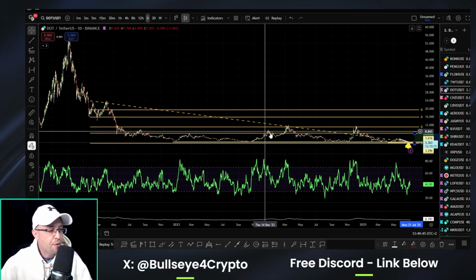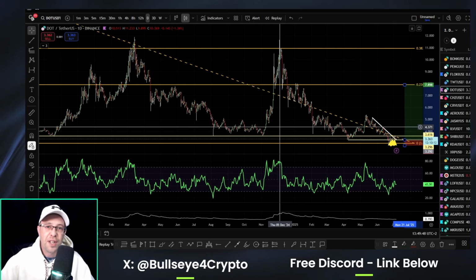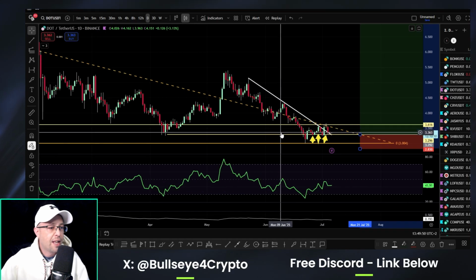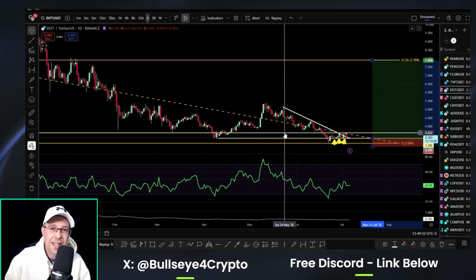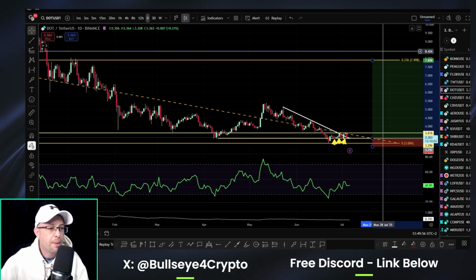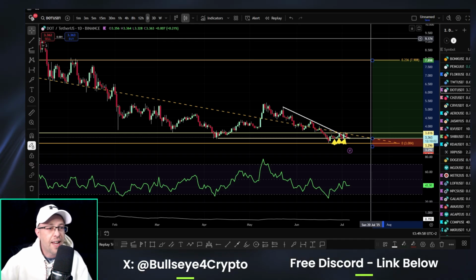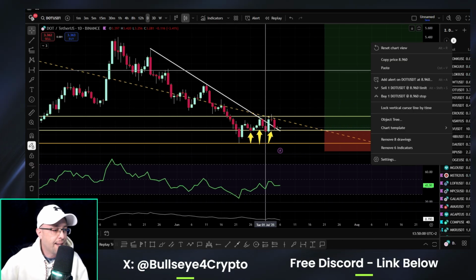Your 236 is getting bounces, your 382 is getting bounces when it's above its support, when it's below its resistance. So that gives you an understanding where the next big barrier of resistance is going to be. And it's going to be the 236. That's $7.89. So how do you play this?